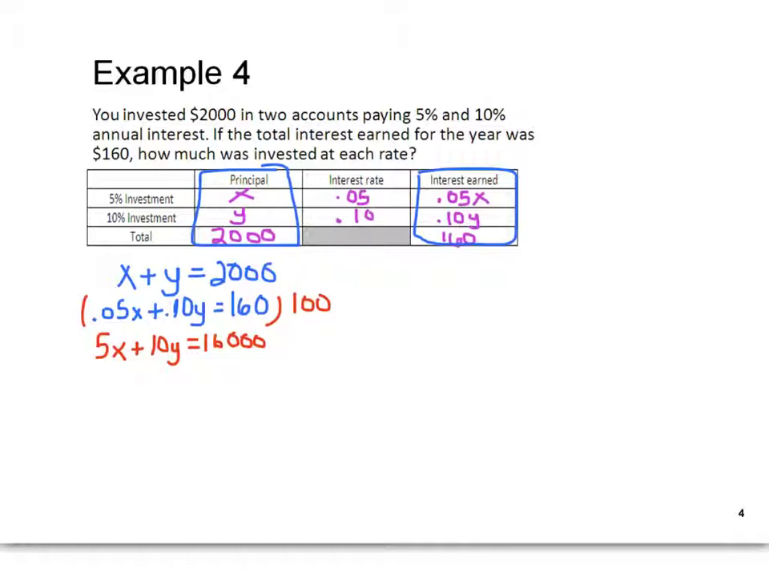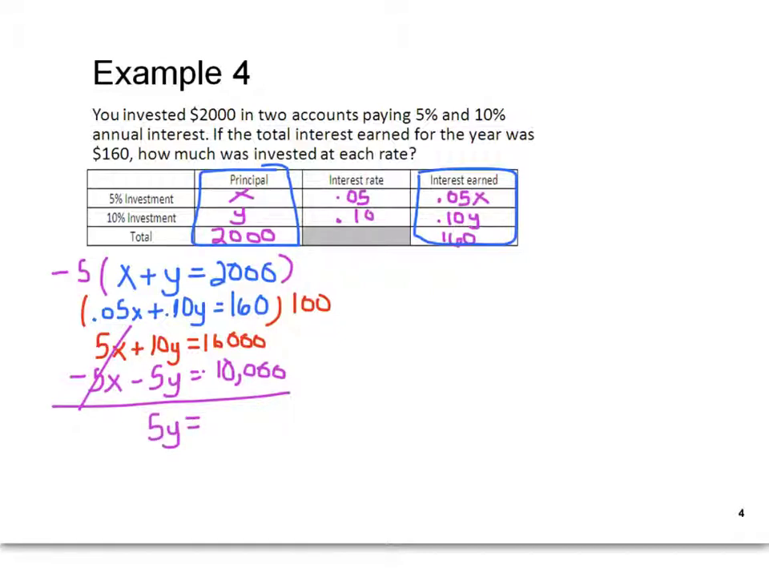Well, now I can see really easily that to eliminate I would multiply the first one either by -5 or -10. So let's multiply it by -5. We get -5x minus 5y equals -10,000. And eliminate. 10y minus 5y is 5y. 16,000 minus 10,000 is 6,000. Divide. y equals 1,200.